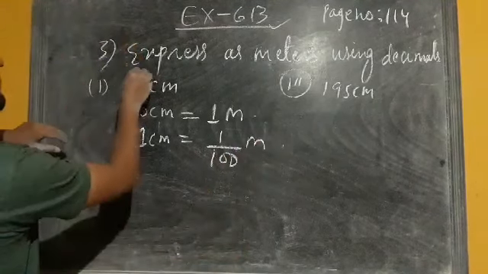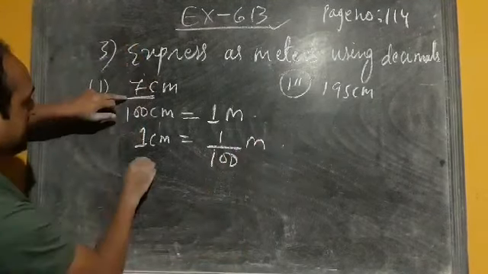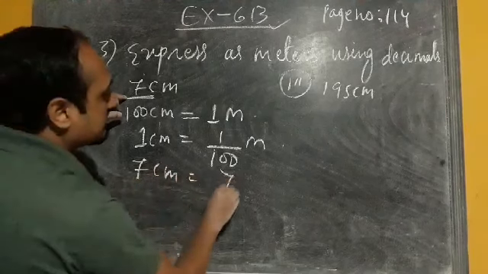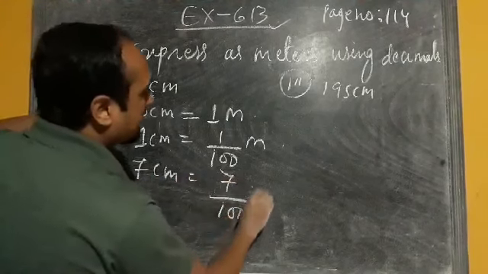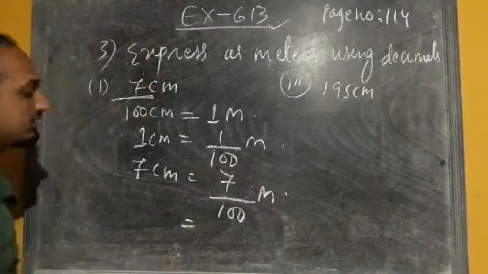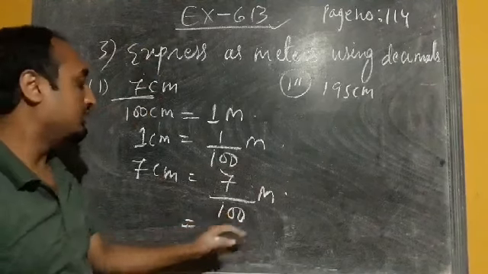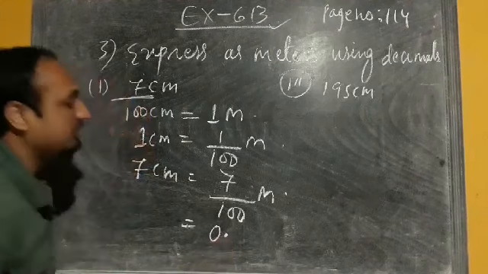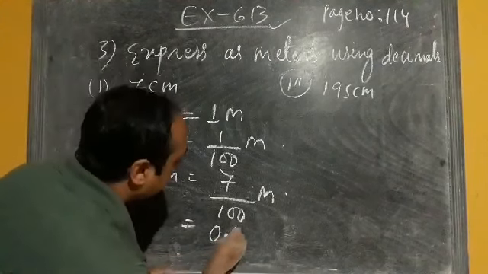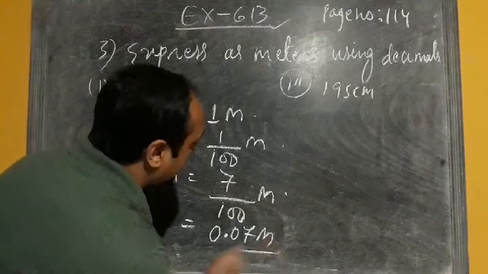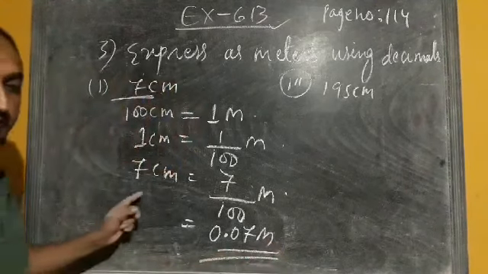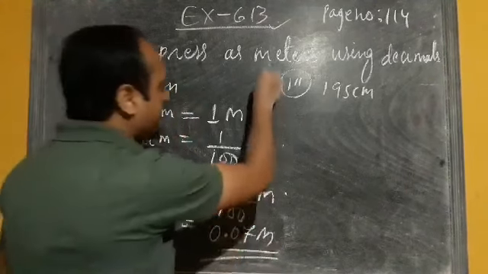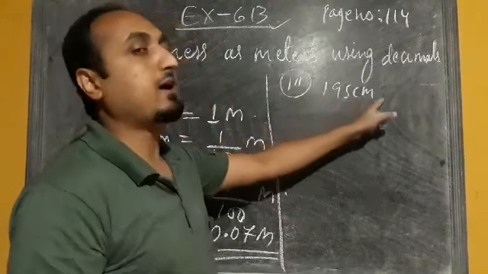Now in the question we have 7 centimeters. So 7 centimeters equals 7 by 100 meters. Now here 2 zeros are there, so after the decimal we have to write two numbers. So one is 0.07 meters. This is the answer for the first part, and for the second part we have 195 centimeters.